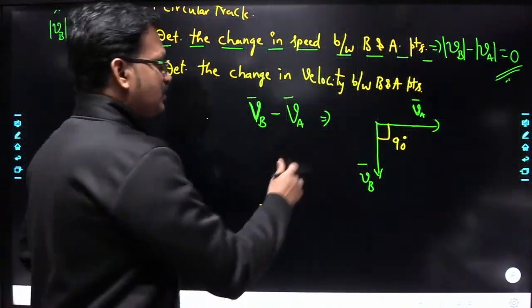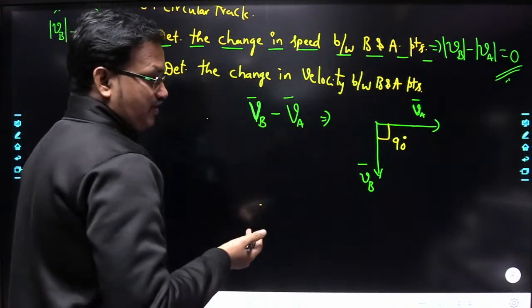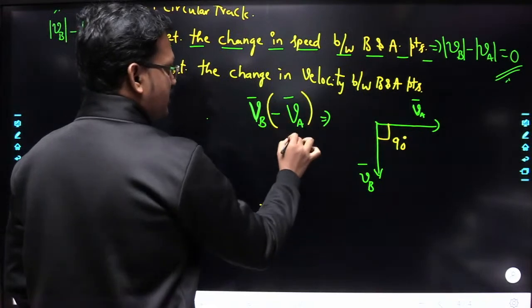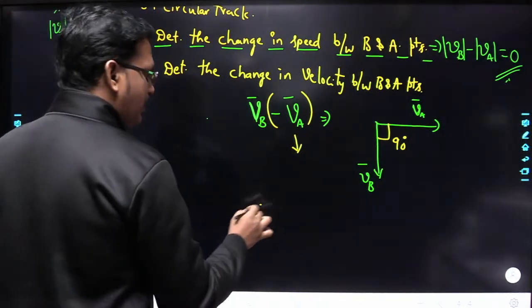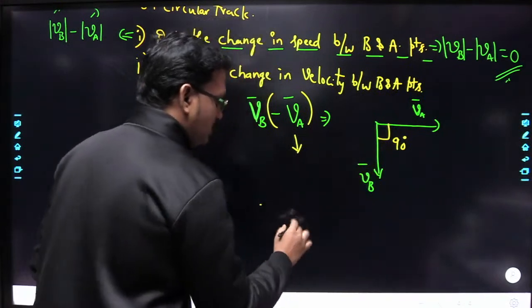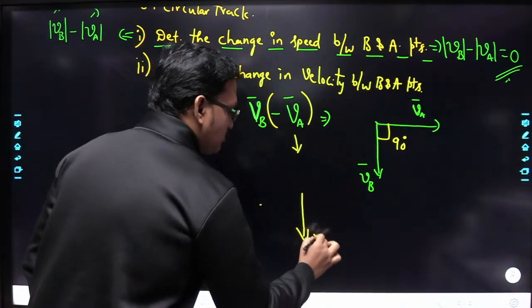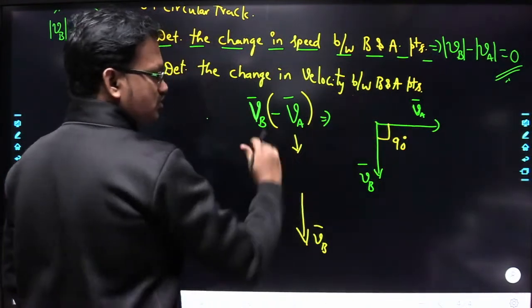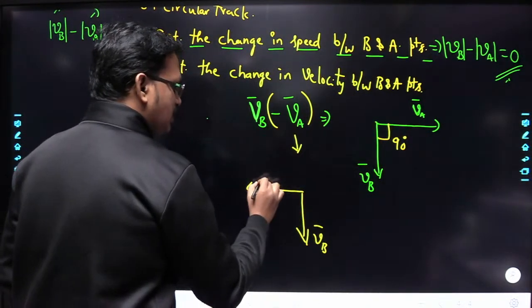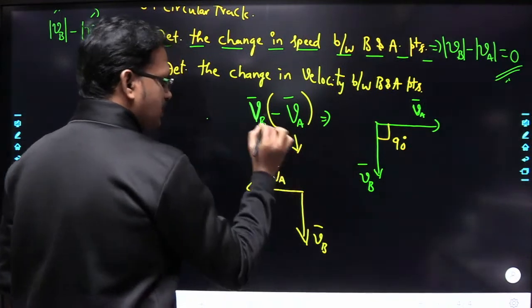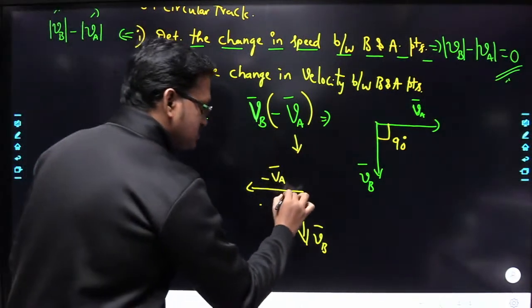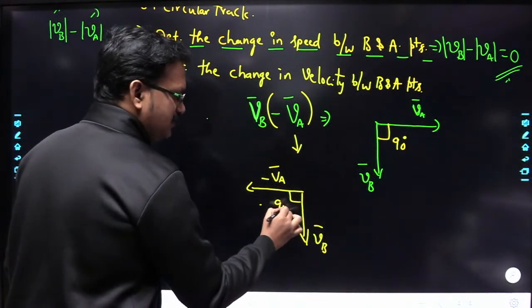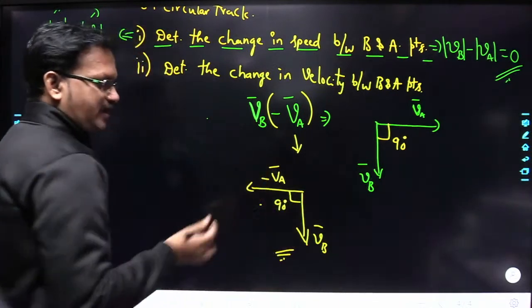Now here, they are saying VB bar minus VA bar. So this is VB bar, this is VA bar. Now if I want to write minus VA bar, how can I write it? This is VB bar, and minus VA bar is nothing but opposite to VA bar. So this will become minus VA bar. Now this angle is 90 degrees.